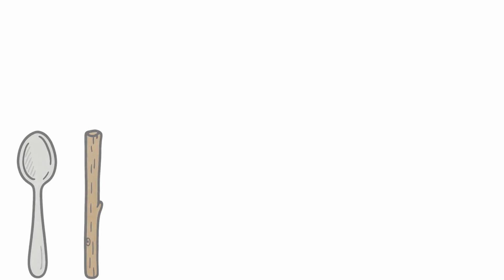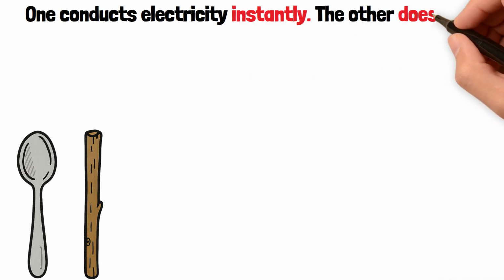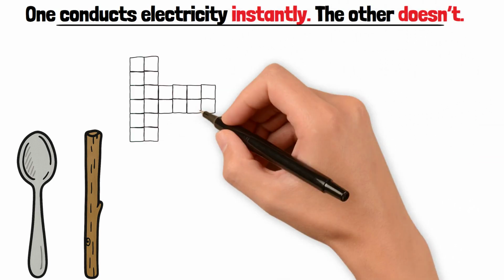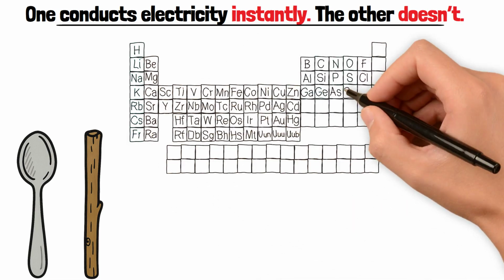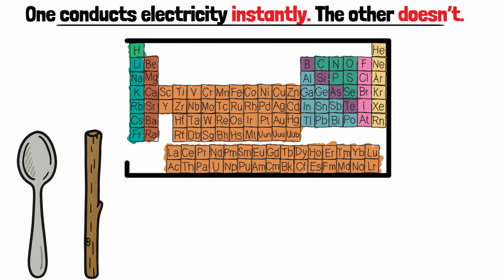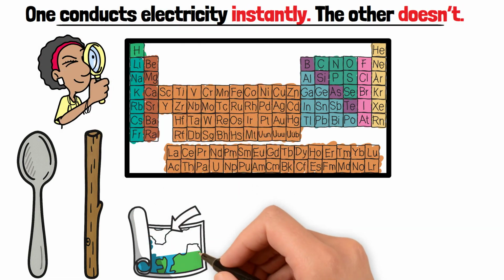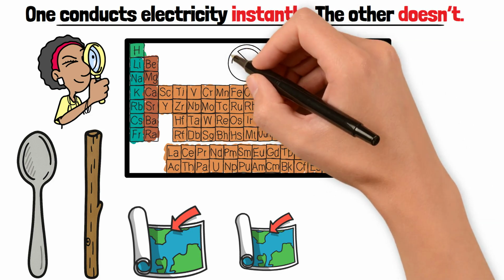Take a simple metal spoon and place it next to a wooden stick. One conducts electricity instantly, the other doesn't. They sit close to each other in the periodic table, yet behave completely differently. That difference isn't magic, it's a pattern, and once you see it, the periodic table stops looking random and starts behaving like a map. Let's go a little deeper.